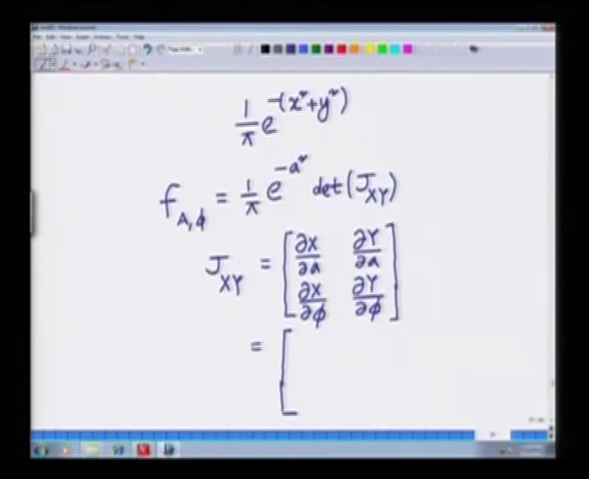cosine phi. So, the partial derivative of x with respect to a is simply the derivative of a cosine phi with respect to a, which is cosine phi. The partial derivative of y with respect to a is similarly sin phi. The partial derivative of x with respect to phi is the derivative of a cosine phi with respect to phi, which is minus a sin phi, and the derivative of a sin phi with respect to phi is simply a cosine phi. Alright, this is the Jacobian matrix.